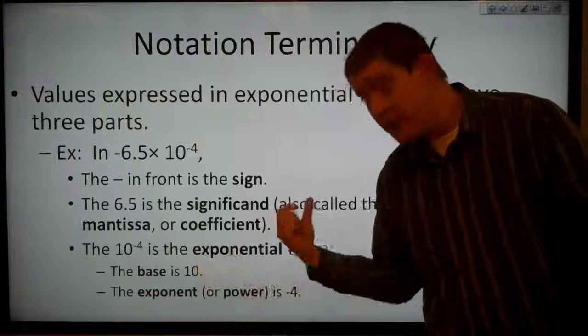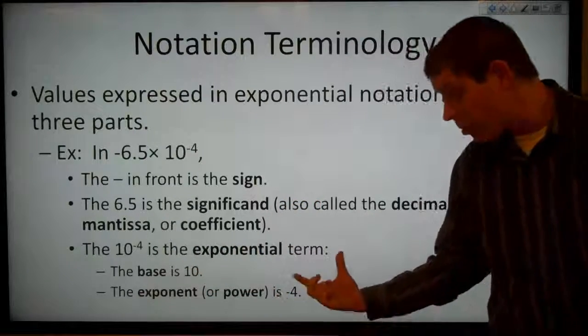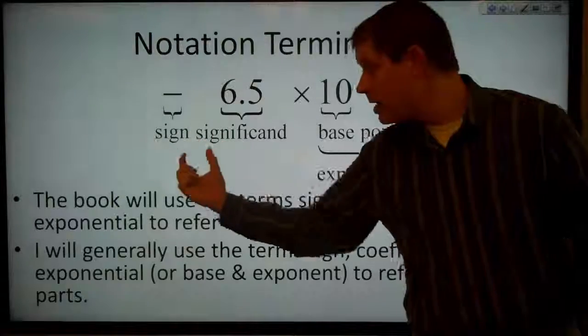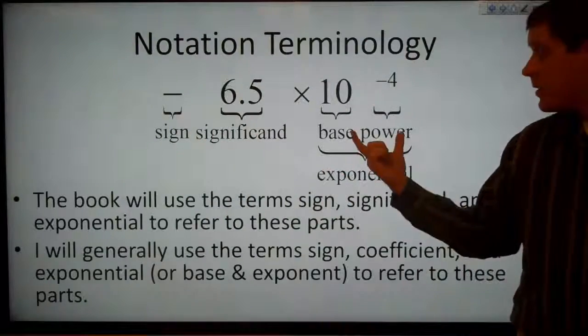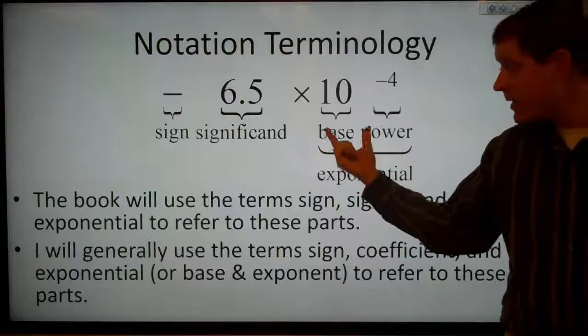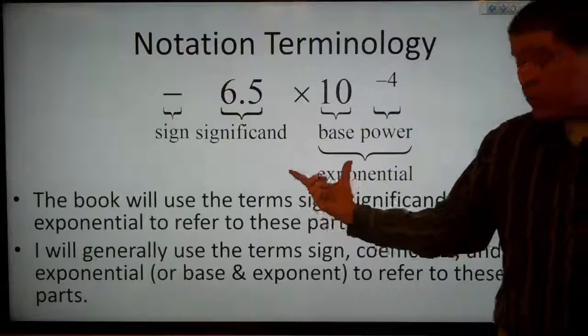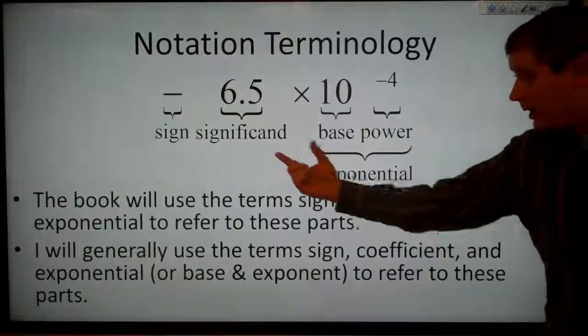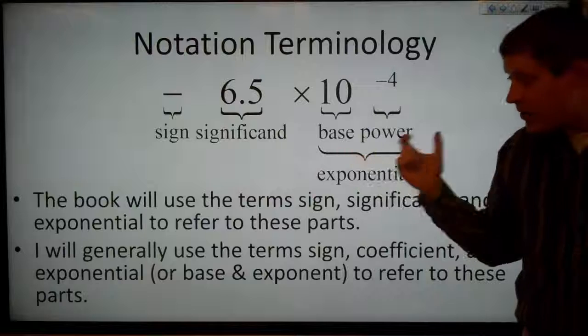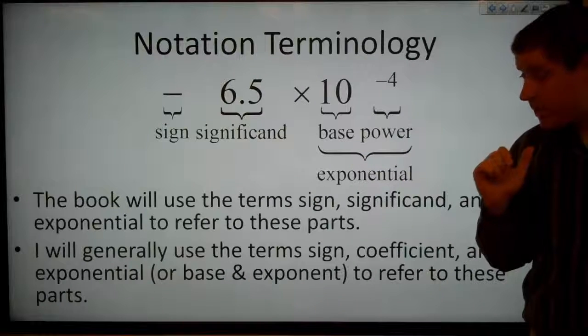And the base is 10. The exponent, or the power, is negative 4. So we've got the sign, the significand, and the exponential term. The exponential term is made up of a base and a power. So the book uses the terms sign, significand, and exponential to refer to these 3 parts.